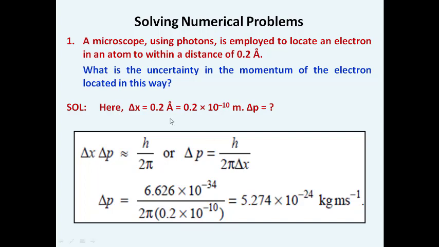Here, you want to locate the electron within the atom to a distance of 0.2 Angstrom, which represents the maximum probability of finding the position of the electron. So delta x is equal to 0.2 Angstrom. And then they ask about the uncertainty in momentum.